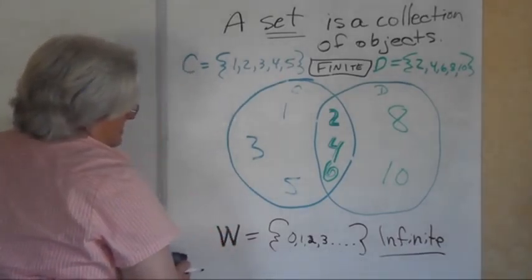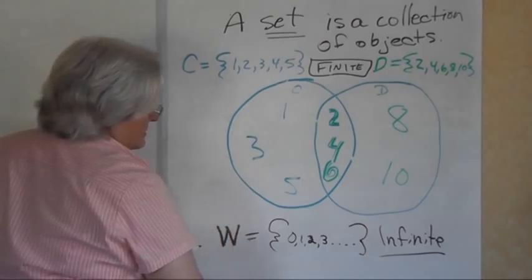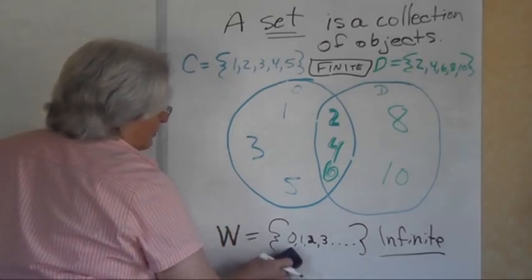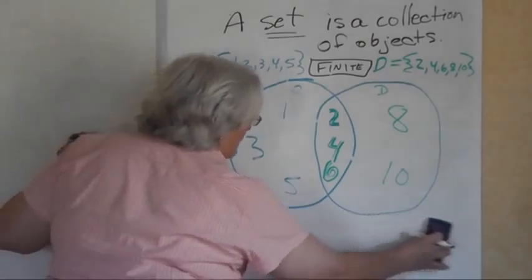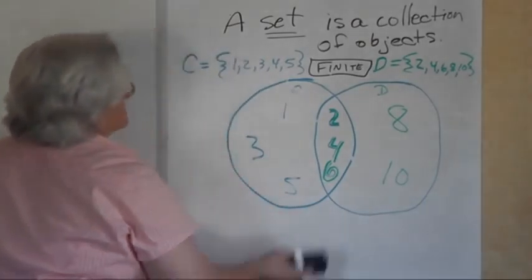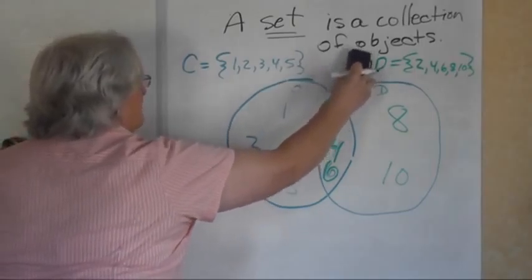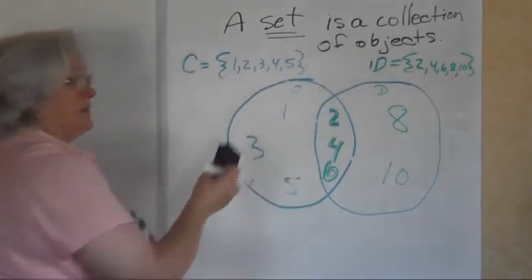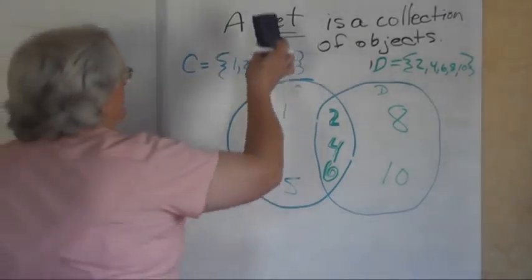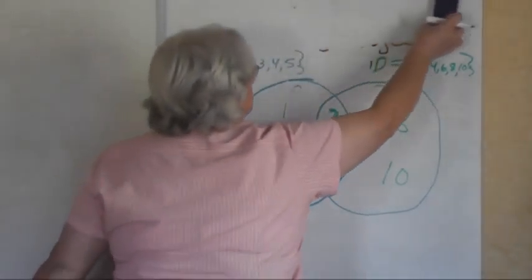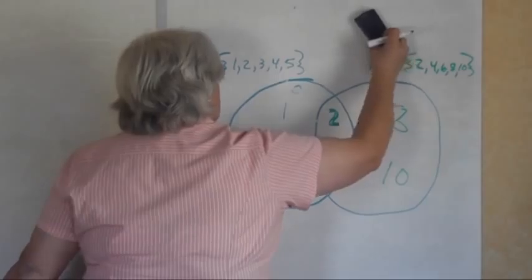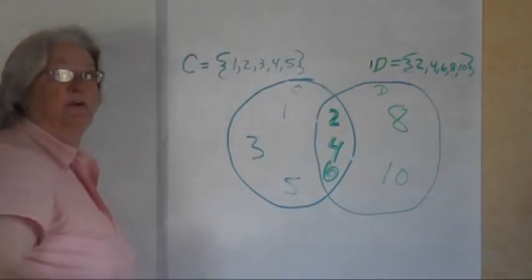So we have this, the set W contains the set of elements that follow the pattern 0, 1, 2, 3, and so forth. Forever. That's infinite. We have finite sets, which have a limited number of objects in them. And we've learned that a set is a collection of objects. So now, we're back down to this picture we have here.